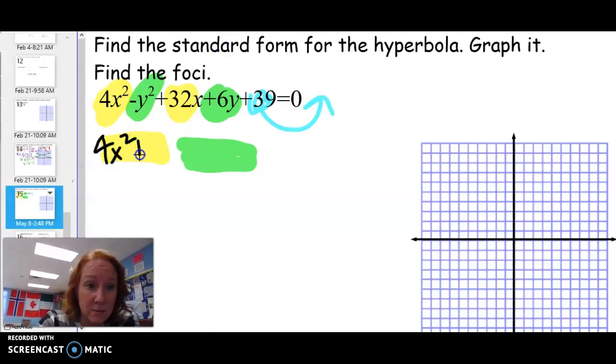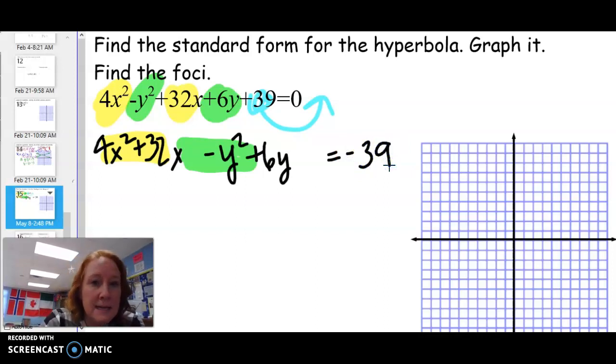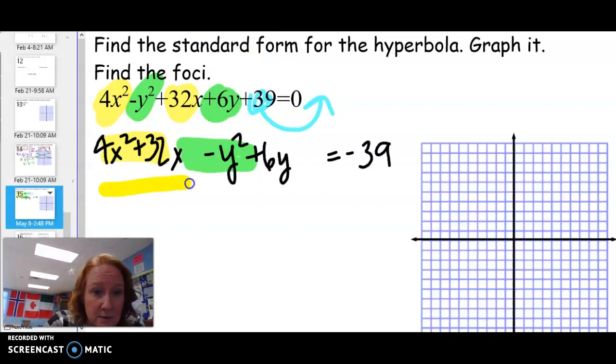4x squared plus 32x minus y squared plus 6y equals negative 39. Okay, see the yellow? Let's just, right here, we're going to make it a little bigger.